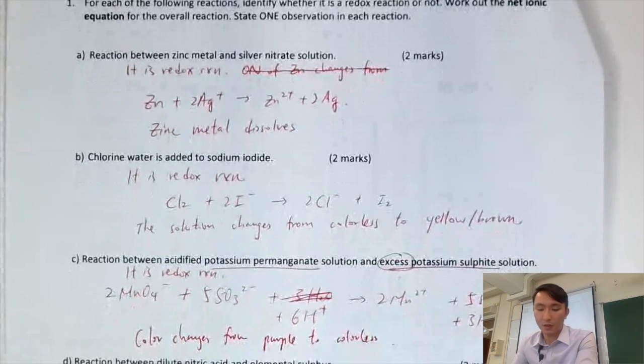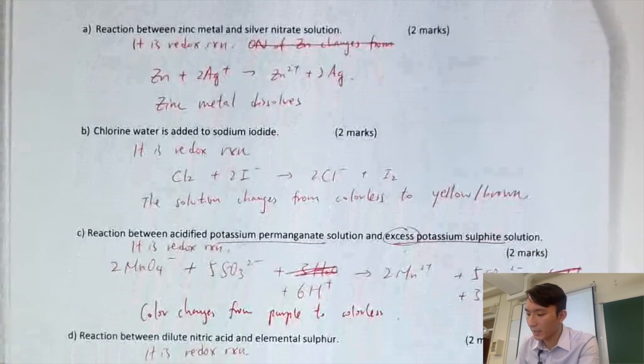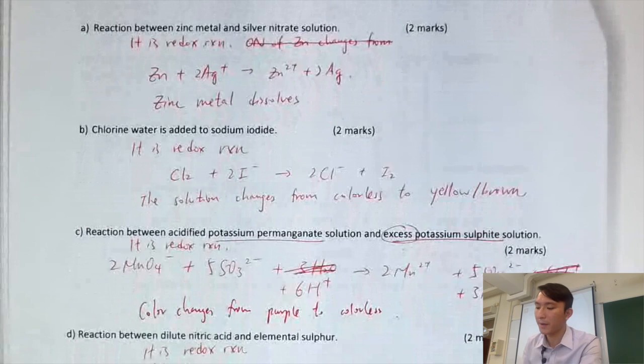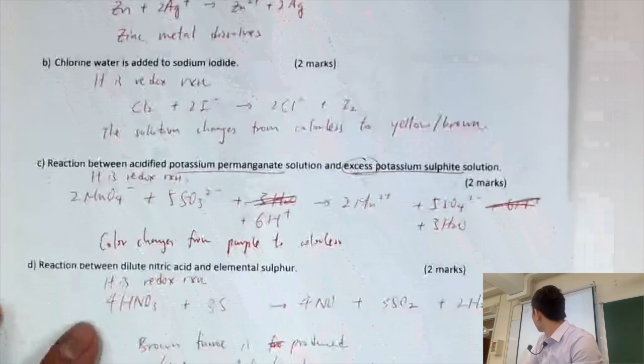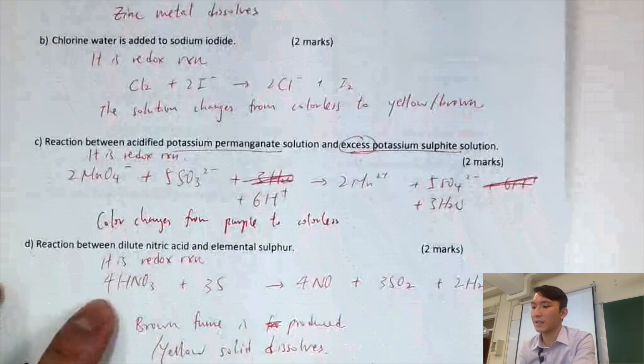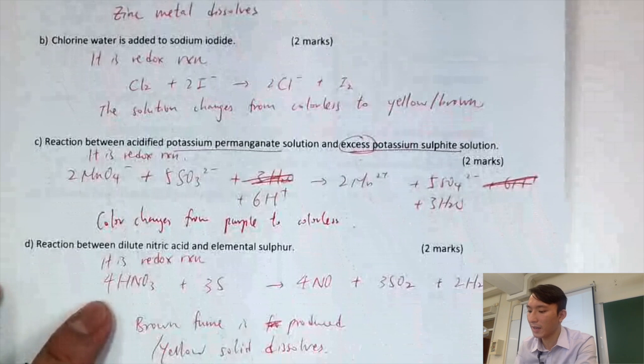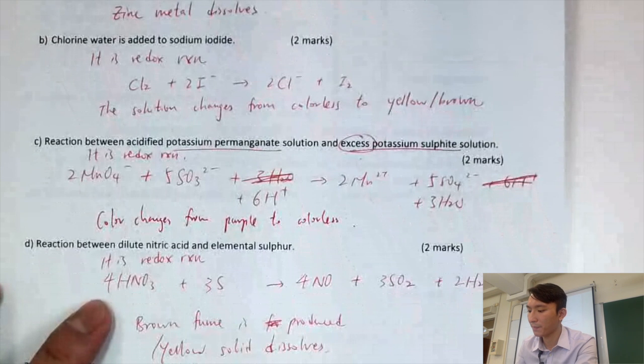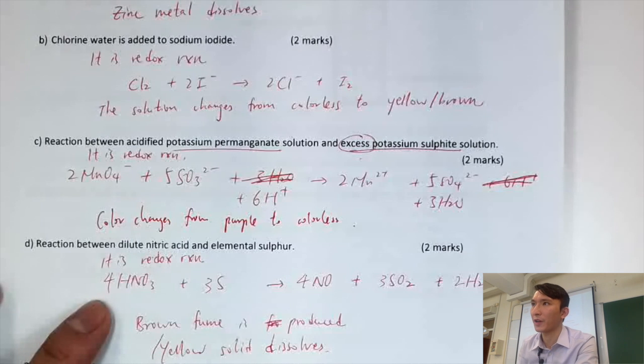D. So D is the reaction between nitric acid and elemental sulfur. That means sulfur. Okay. So you know, nitric acid is an oxidizing agent, so it can oxidize sulfur to SO2. Okay. So should not be too difficult to balance. Yes.